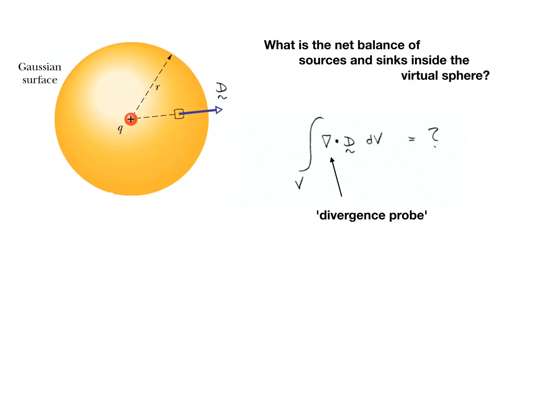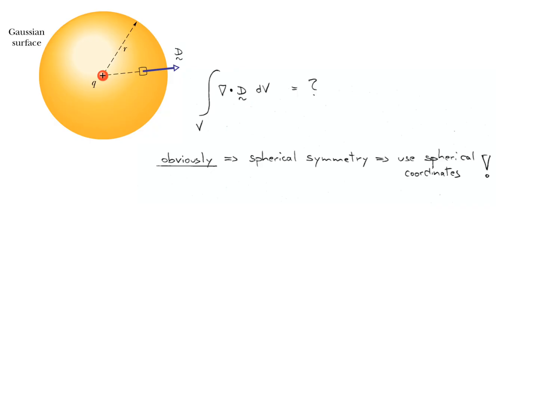Let us look at our simple example in a different way and ask the question: what is the net balance of sources and sinks inside the yellow Gaussian surface? We can work this out by applying the divergence probe, divergence of D, nabla dot D, and integrating over that divergence of D over the entire volume of our yellow sphere. The answer is obvious. Clearly, there is only one positive point charge right at the center of the yellow sphere.